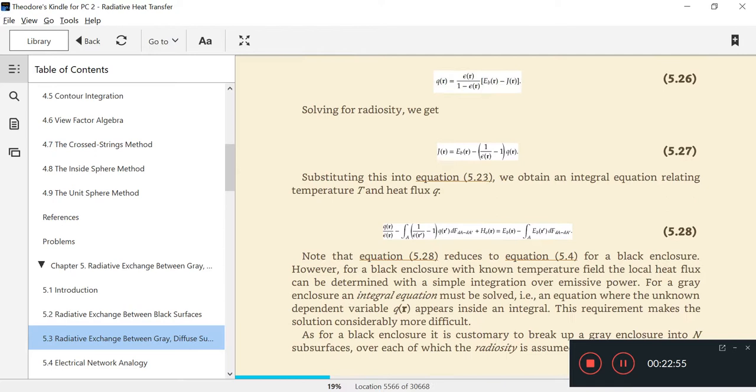Yep. Okay, I'm going to stop here for now. In the next video I'm going to continue this discussion on gray diffuse surfaces. See you next time.